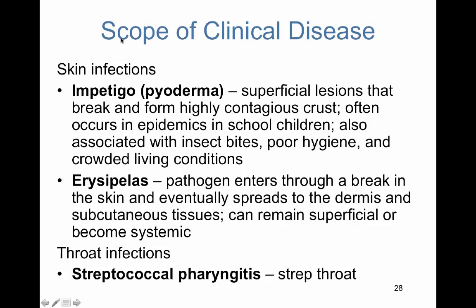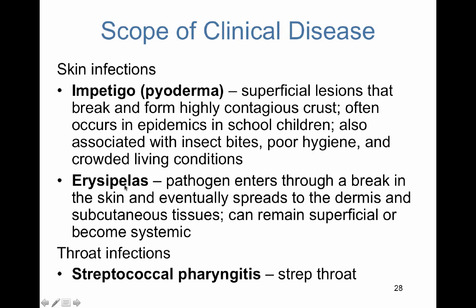For skin infection, so again, this is streptococcal bacteria. Remember I said along with staph, it can cause impetigo, but in this case, it's known as pyoderma. So same symptomatology here: a superficial lesion that will break and forms this highly contagious crust. It often occurs in epidemics in school children and is associated additionally with insect bites, poor hygiene, and crowded living conditions.